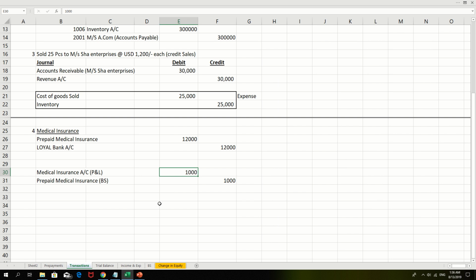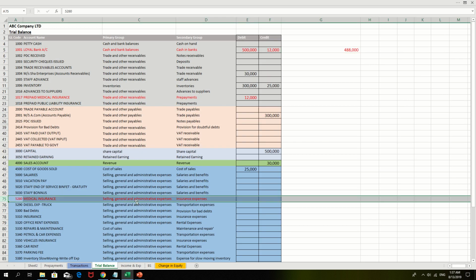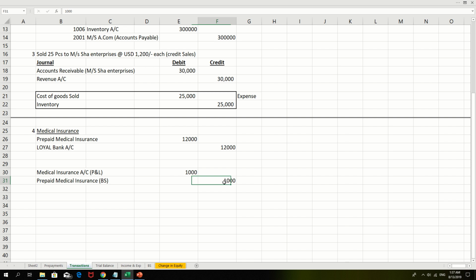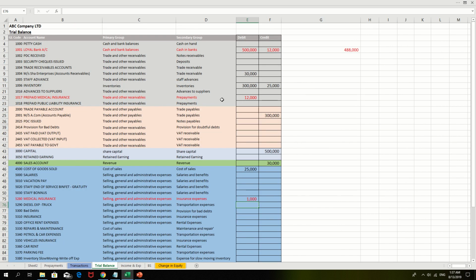It's increasing. We are paying for the medical insurance of the staff. So it's an expense for the company. So we have to debit the medical insurance and credit prepaid medical insurance, because we have already discussed this. Now let us book medical insurance account. This is medical insurance account. It is G&A, general and admin expenses, insurance, the subgroup. Okay, if the medical insurance account is debit, medical insurance, and credit will go to prepayments, prepaid medical insurance.